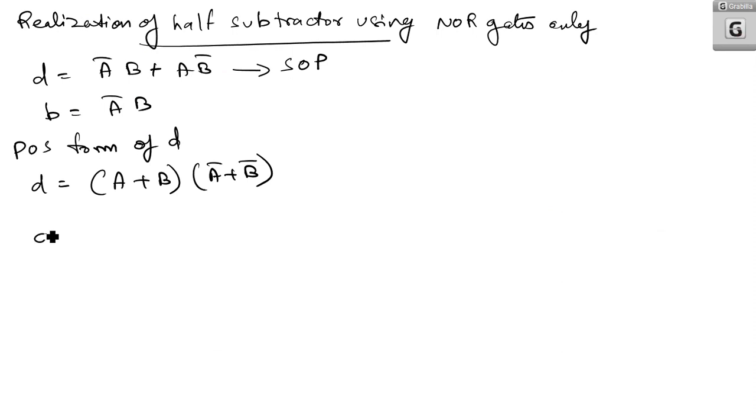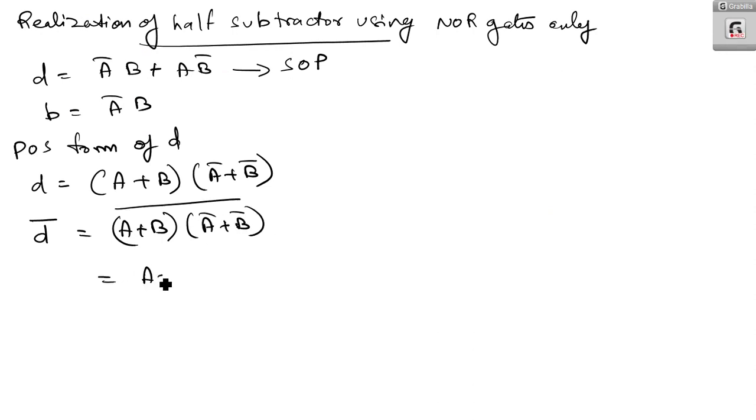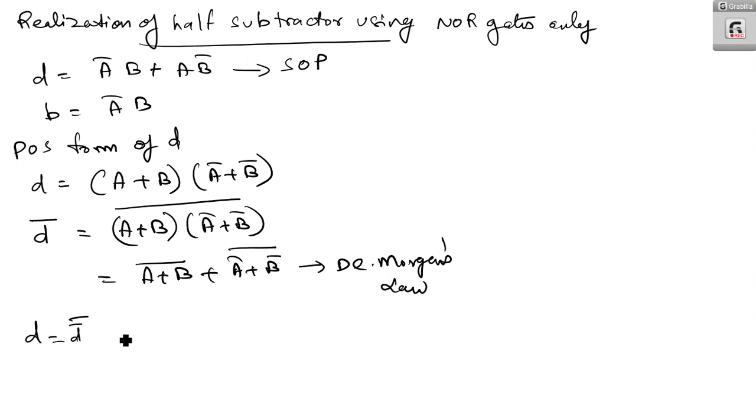Okay. So what is D bar? D bar is A or B and A bar or B bar, the whole bar. That is A or B, the whole bar, or A bar or B bar, the whole bar, by De Morgan's law. Okay. So what is D? D is D bar bar. That is A or B, the whole bar, or A bar or B bar, the whole bar. Okay, so that is in NOR form.